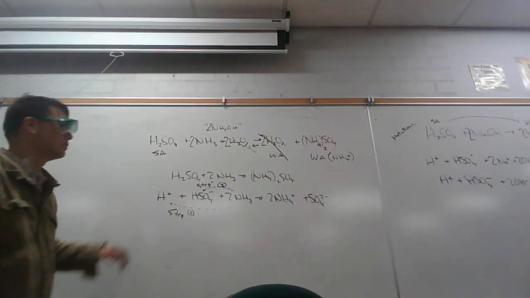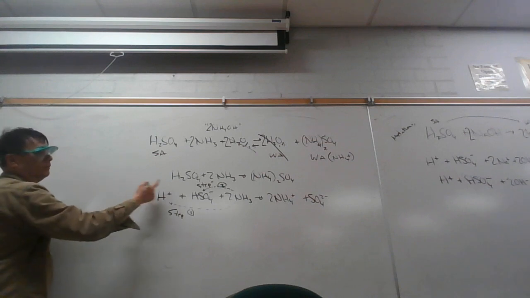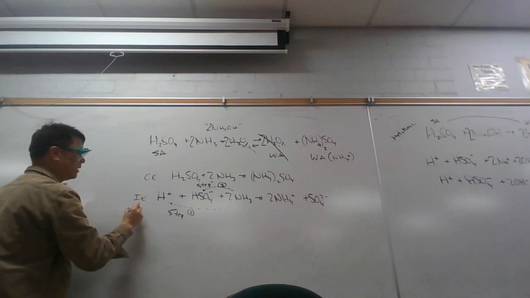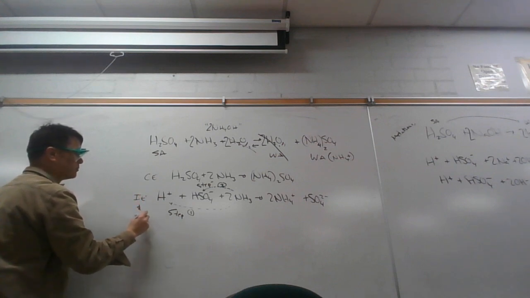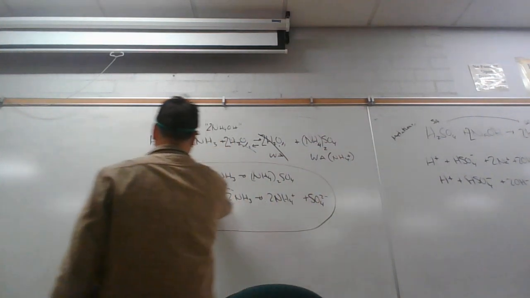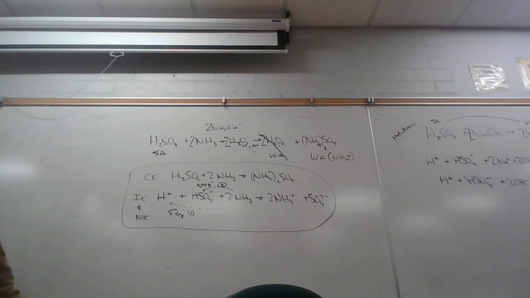This would be the ionic equation and the net ionic equation. There are no spectators here. So this would be the CE, this would be the IE, and NIE. The CE looks funny. But that would be it.